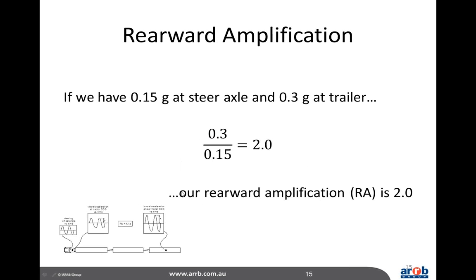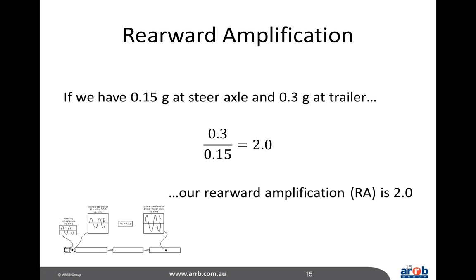So we might have had 0.15 Gs going in at the front, which might correspond to a small steering input, or actually probably a fairly severe swerve around an object on the road. And when that has happened, as the lateral acceleration has propagated through the vehicle from the front to the back, we've identified twice as much, at 0.3 Gs lateral acceleration at the back.